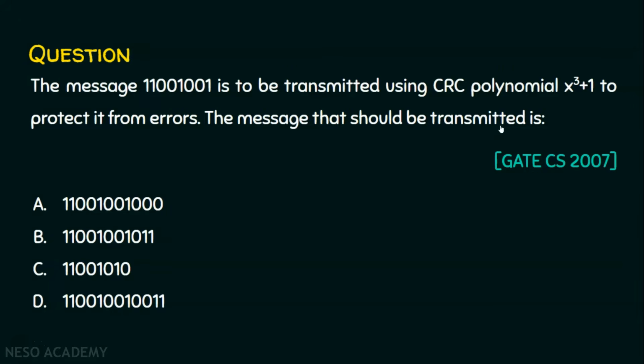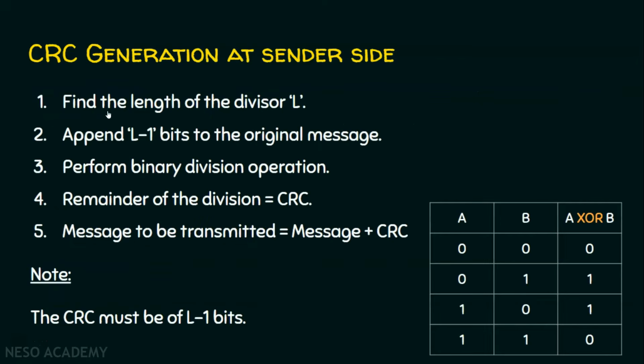In order to solve this problem, we need a strong understanding about the generation of CRC, because the message that should be transmitted is this original message that is appended with the CRC code. Let's see how to generate the CRC code. We have basically 5 steps for solving this problem. Step number 1, finding the length of the divisor L. And step number 2, after we find the length, we will be appending L-1 bits to the original message. Suppose if the length of the divisor is 5, we will be appending 4 bits to the original message, and then we will perform the binary division operation.